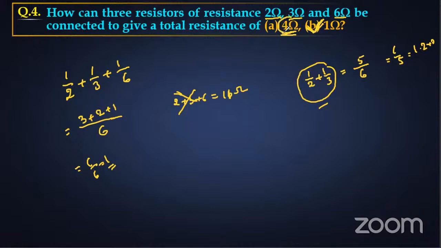So in what way do we have to connect them so that we can get the equivalent resistance of 4? Check it. Fast.